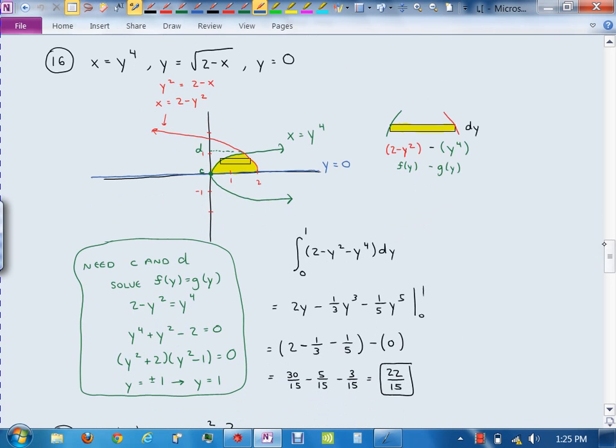So they gave me x equals y to the 4th. That's solved for x, isn't it? This one, y equals square root of 2 minus x, is solved for y. And then y equals 0 is the x-axis, right? So should we solve for x or for y? Yeah, squaring both sides. That's right.